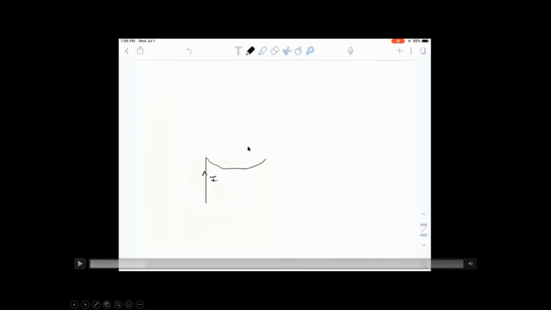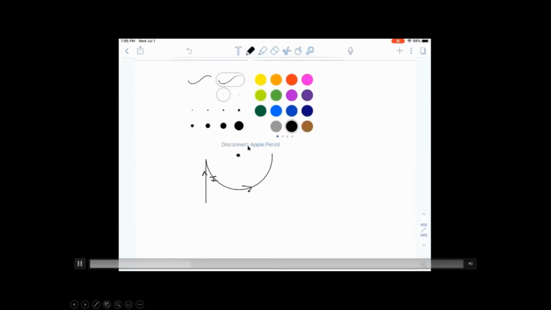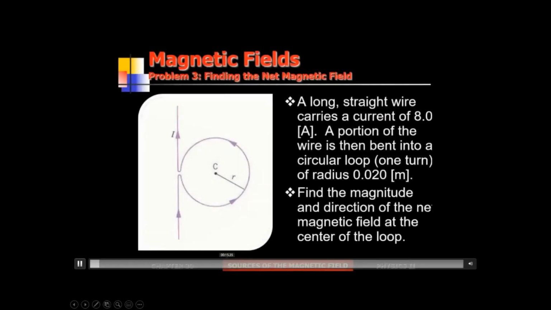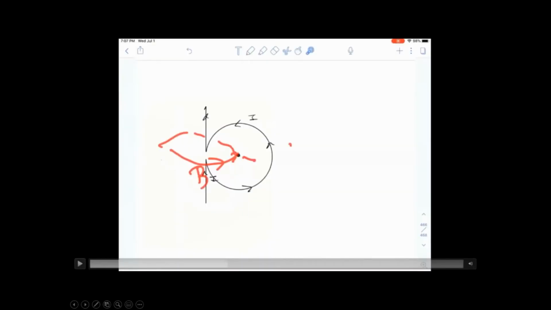So there's a current wire, the current is moving in the upward direction, and then it makes this loop. It looks like it's kind of close, but it's not. There's going to be a very small gap right in the middle. And then we're going to be interested in the strength of the magnetic field right at the center. All right, so due to the straight wire, the magnetic field is going to be going into the page at that point. And due to the loop, the magnetic field is going to be coming out of the page.